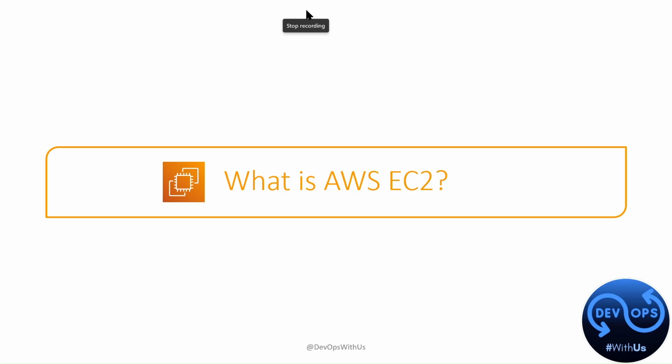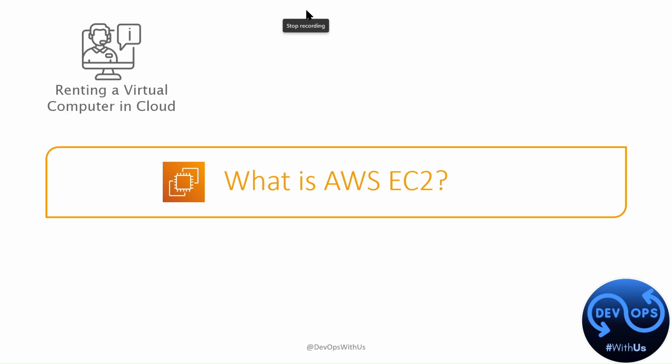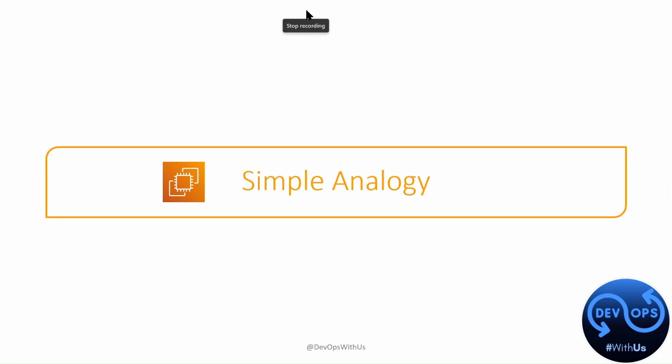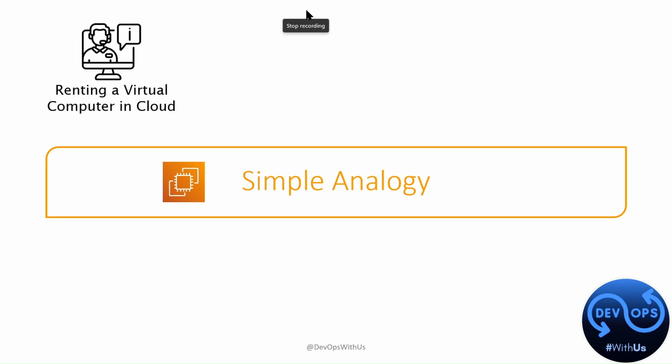So let's first see what is an AWS EC2 instance. Think of EC2 as renting a virtual computer in the cloud. Instead of buying and maintaining my own physical servers, I can launch a virtual server on AWS in just a few minutes. Here is the simple analogy that I use. It is like having a computer that I can access from anywhere in the world.